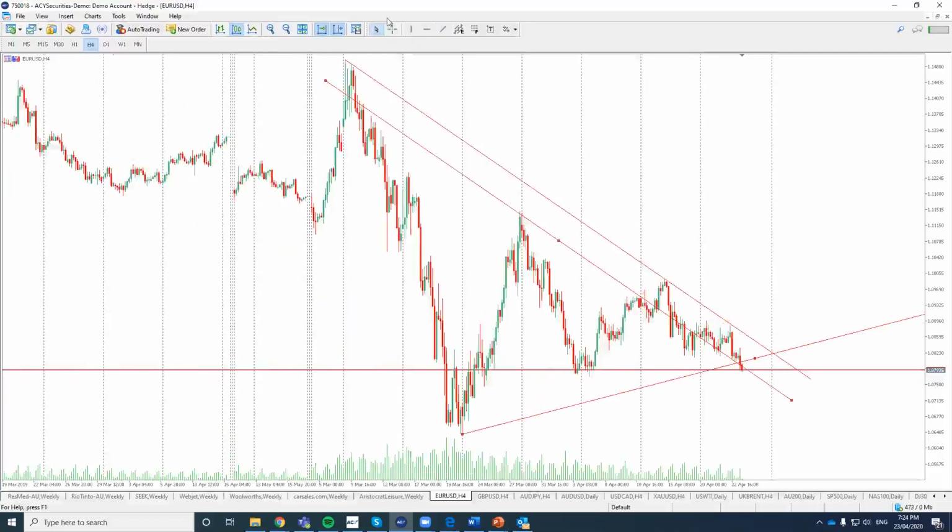Oh, I don't know why my chart is flicking back and forth like that. I'm sorry. It's making it very difficult to actually draw things.